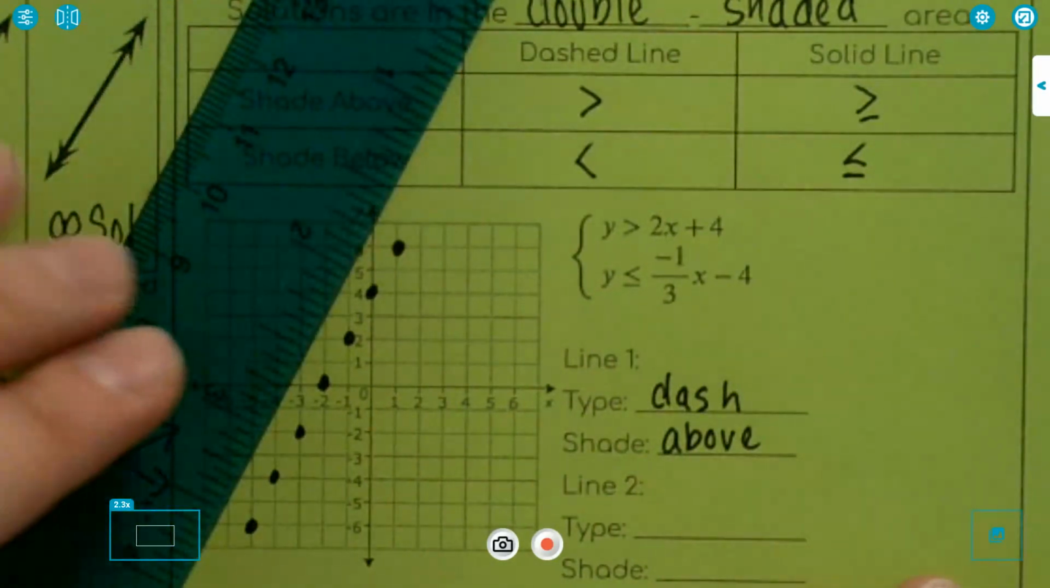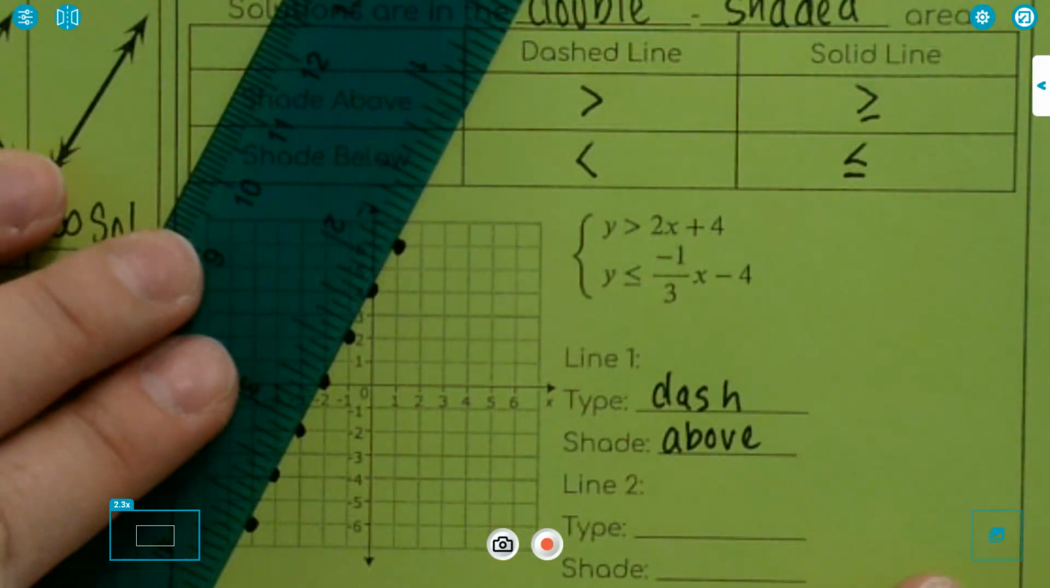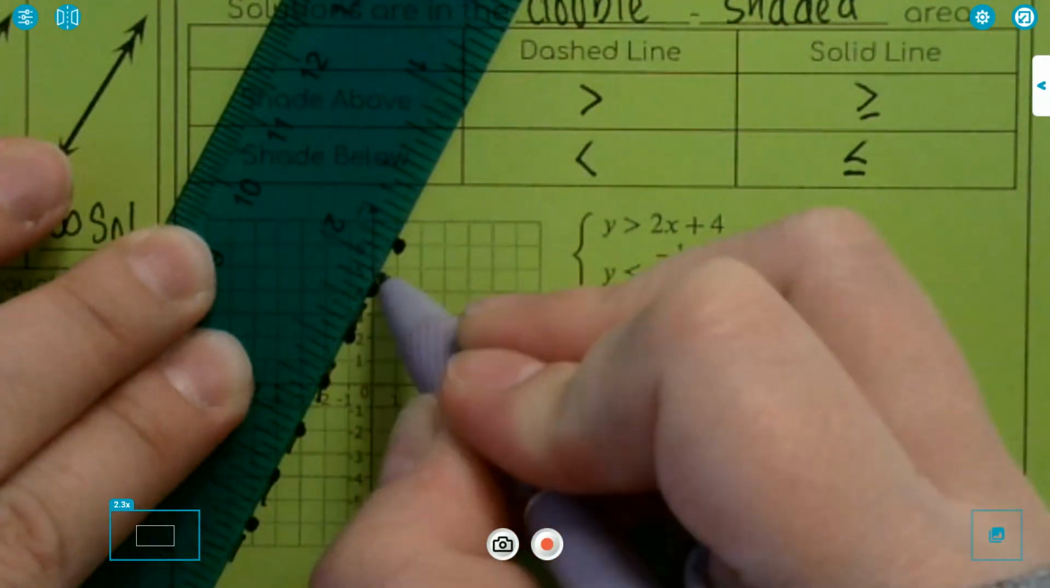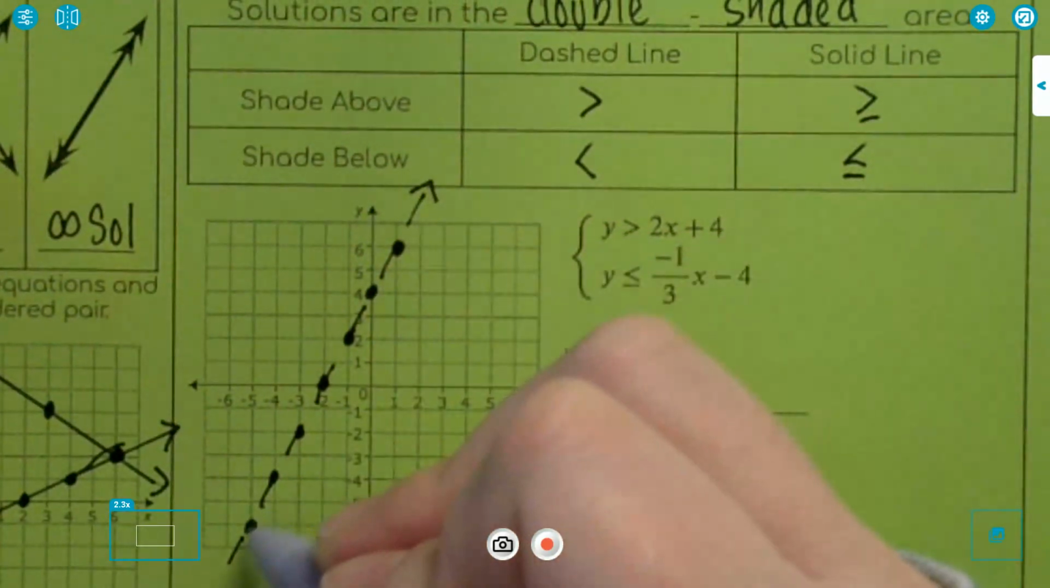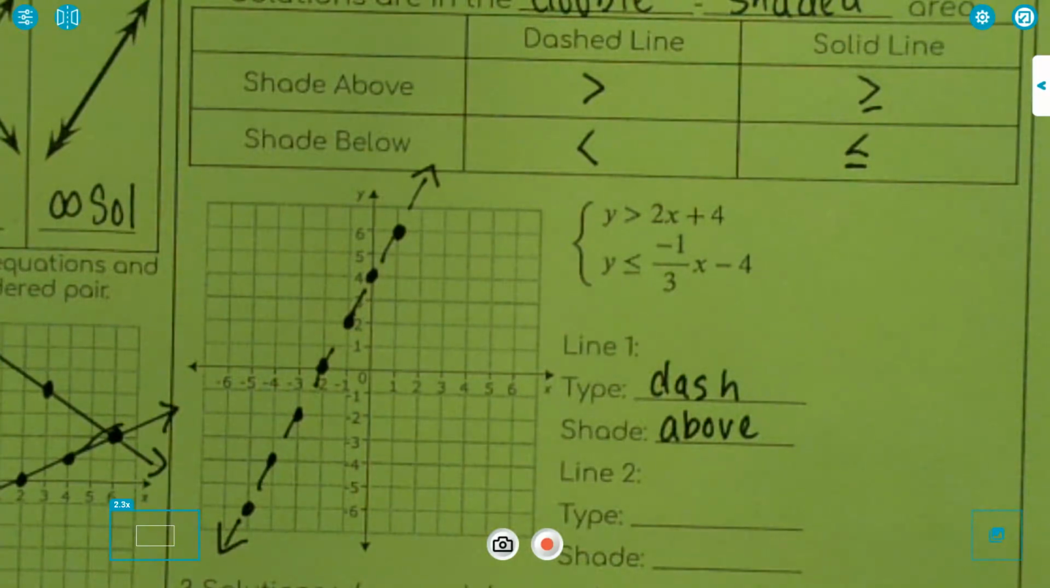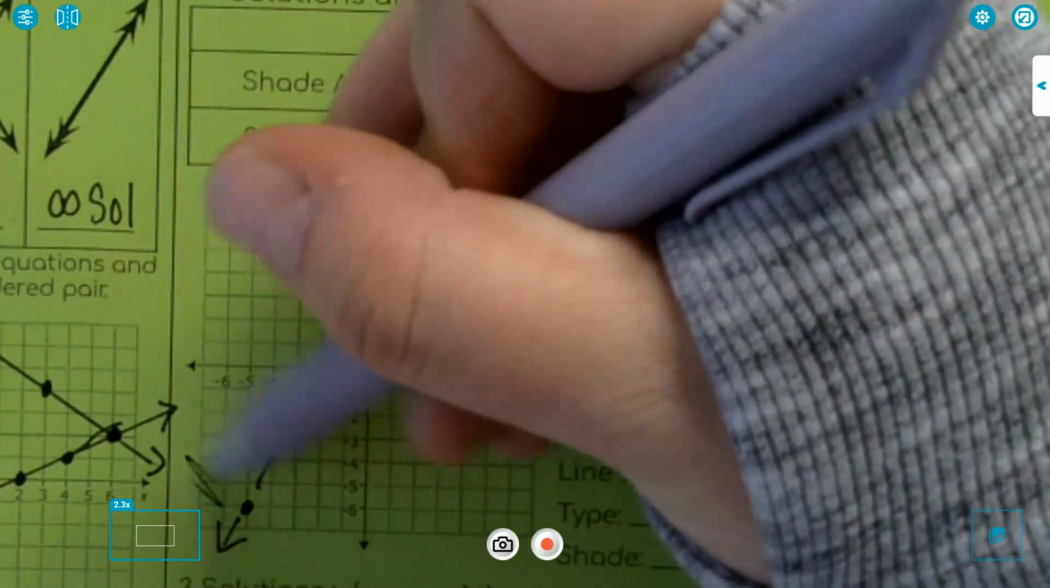From there, I can connect all of those into a dashed line. And I can shade everything above it. Remember when you shade to go in one direction or the other? So I like to go against the line.